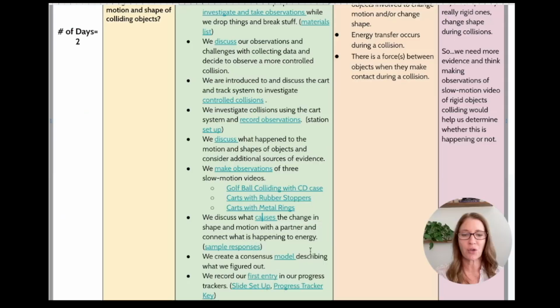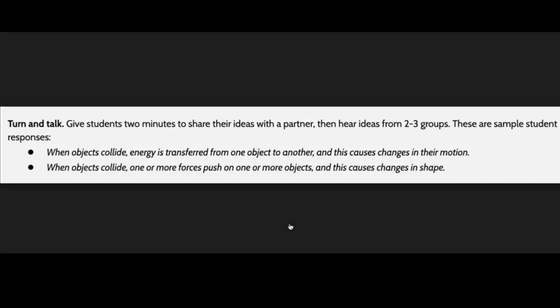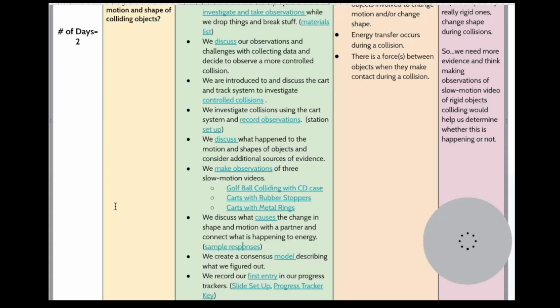And really, you're trying to get to these sample responses to bring energy back to the front of our thinking. So they're going to share with their partners, and then you're going to ask a few to share, and hopefully they get that energy is being transferred from one object to another. That's what's causing the motion. And that one or more forces push on one or more objects, and that's what changes the shape. So we're bringing it back to the lens of energy and force, that energy perspective and that force perspective.